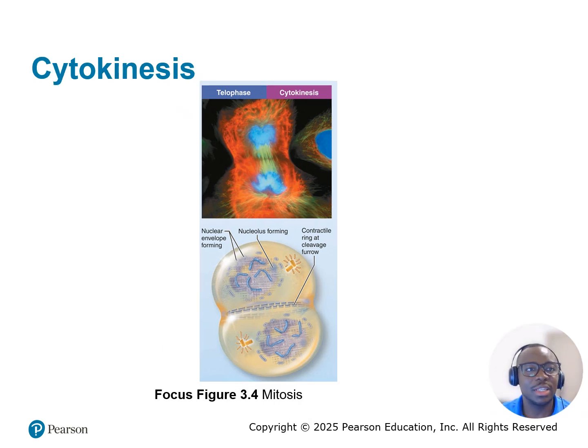The next phase is cytokinesis. Cytokinesis begins during late anaphase and continues through mitosis. During cytokinesis, a contractile ring of actin microfilament forms a cleavage furrow. Eventually, this furrow pinches the cell apart, resulting in two daughter cells that are identical to each other and to the original parent cell.